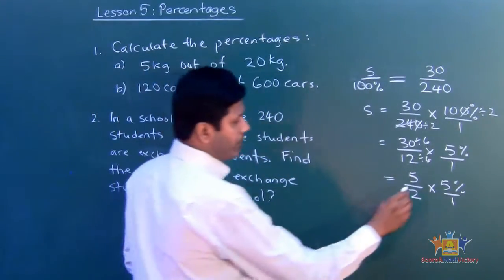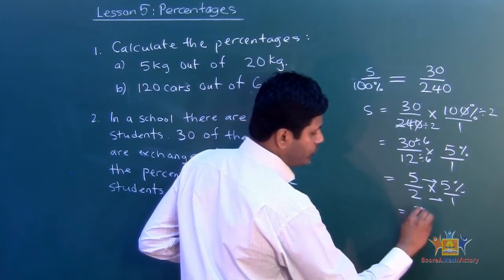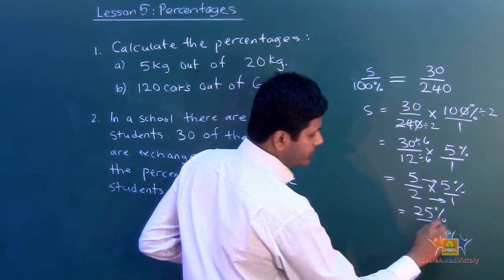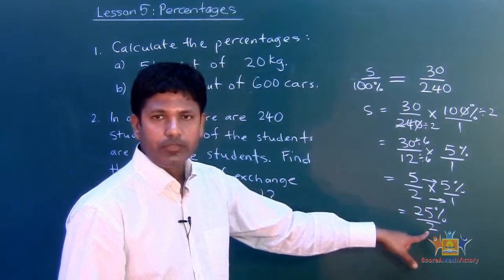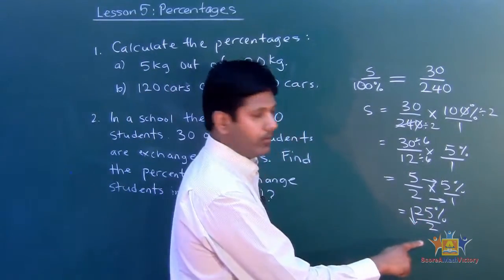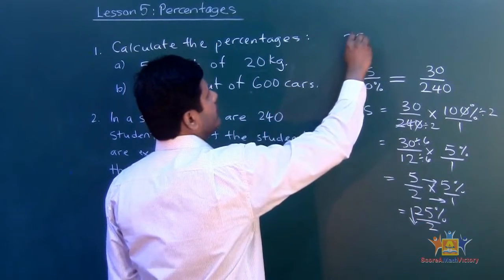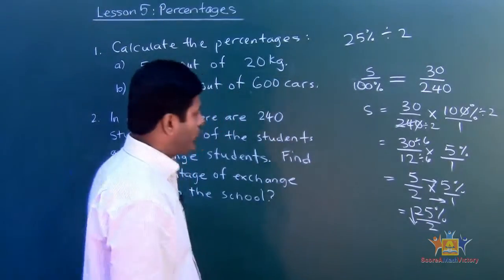So I'm going to use the double arrow method. 5 times 5% gives me 25%, and 2 times 1 is 2. Now you've got 25% over 2. I have to use the arrow down method to simplify. So that means 25% divided by 2. So I'm going to use the long division method.